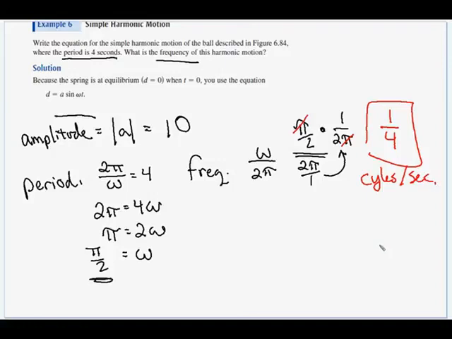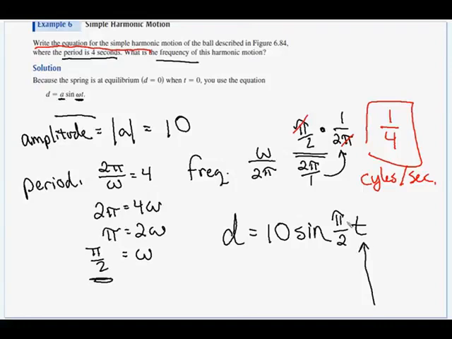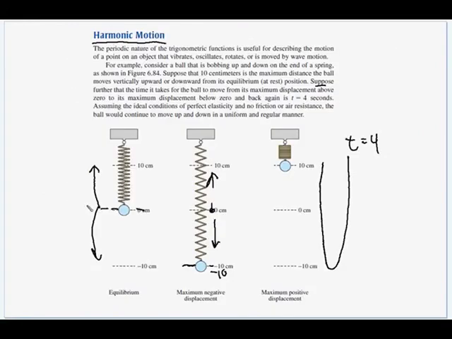And they did ask us, I believe, to write the equation. Write the equation for the simple harmonic motion of the ball described. So we just got to plug in some of the stuff we found. D equals, well, we found the A, the amplitude is 10. We are using the sine wave. We found omega was a half pi times the variable t. So we could plug in any time we wanted for t, any given second or fraction of a second, compute this, and this will tell us our distance from equilibrium. If we get a negative answer, it means we're going down. If we get a positive answer, it means we're on the way back up, above our equilibrium.